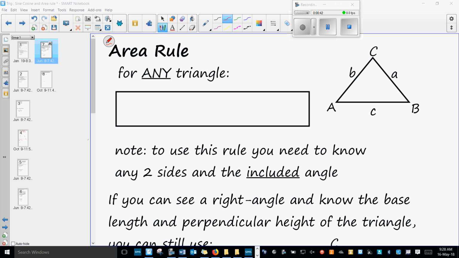What's the matter, Mia? I'm just confused, what would be the perpendicular height for a straight line or something? So remember, to have a perpendicular height, you need to know this measurement here, and you'd have to know this measurement here to make a right angle with it. And you're not always given that.